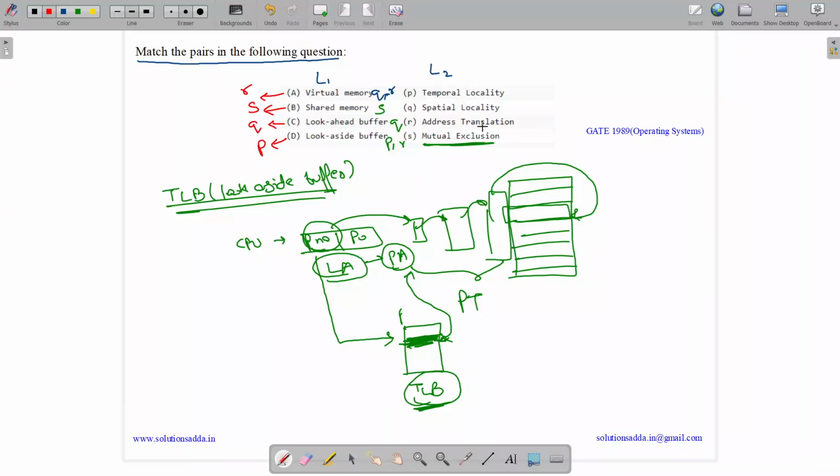Virtual memory is mapped to address translation. Shared memory is mapped to mutual exclusion. Look ahead buffer is mapped to spatial locality, and look aside buffer is mapped to temporal locality.